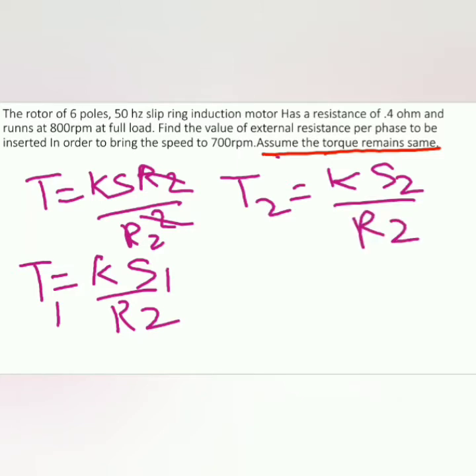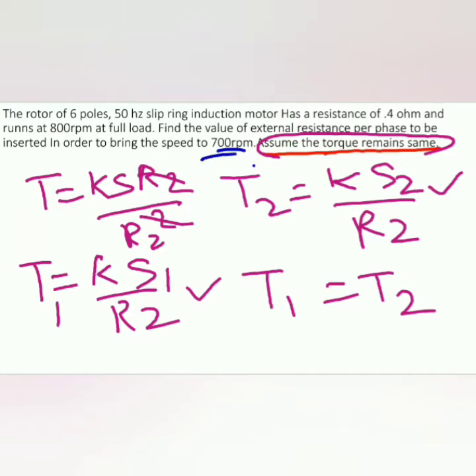Since the torque is the same, after finding this value and this value, we have to equate T1 equal to T2. One more point to be considered: the second time they are getting the speed of 700 rpm by inserting some resistance into the rotor circuit. So now this is not simply R2, the rotor resistance, it also includes an external resistance R.